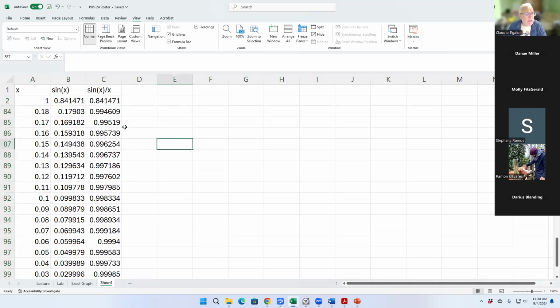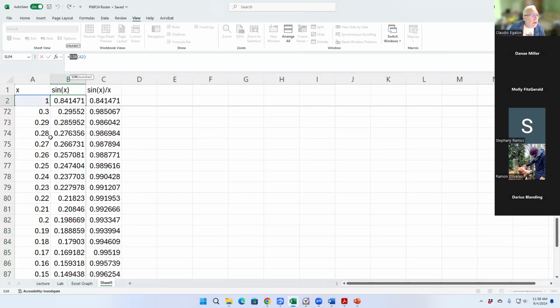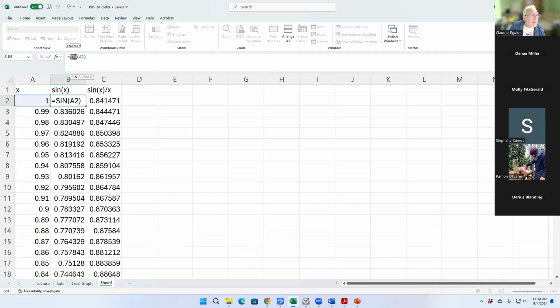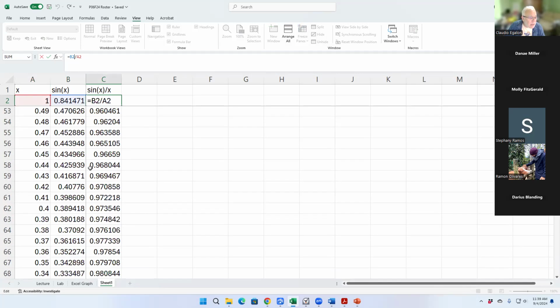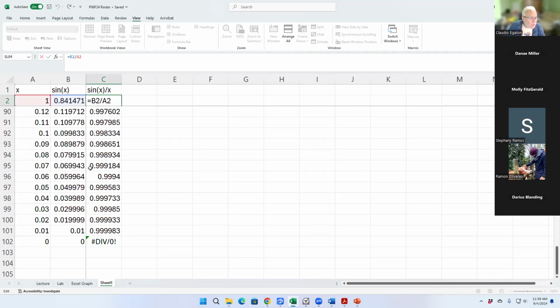It's a very simple coding. Okay, so look what I did here. See that? Sine of A2, right? The code is very straightforward. I just type sine, open parentheses, and I click A2, right? And then what do I do next? I divide one by the other, the blue by the red. Okay? Make sense? Yeah.